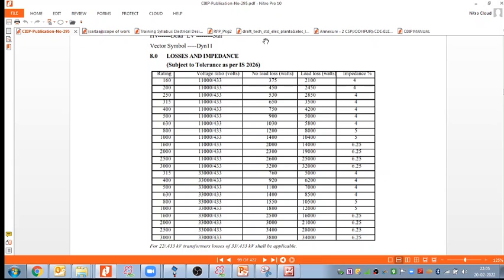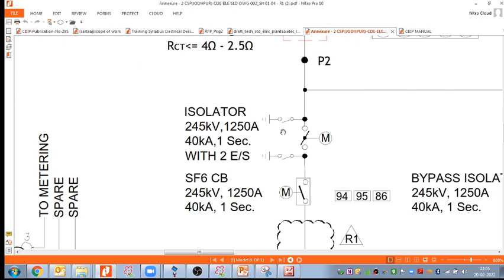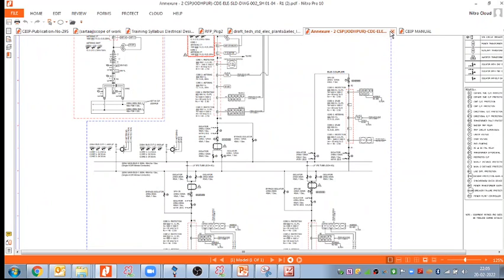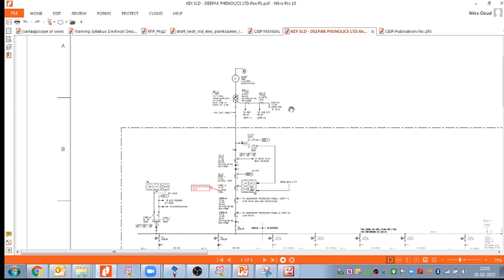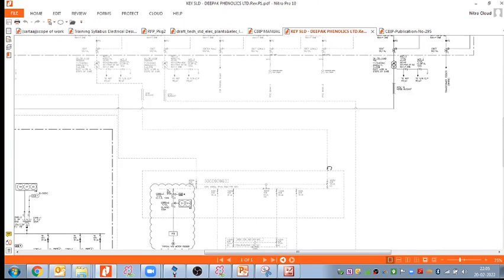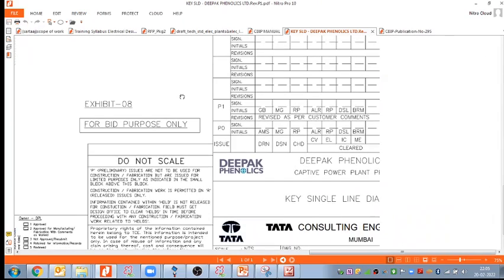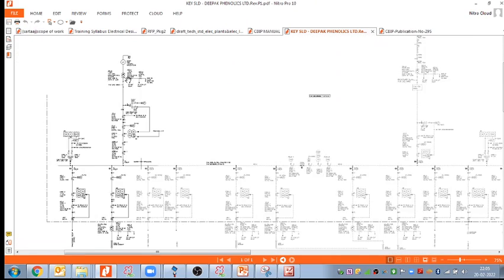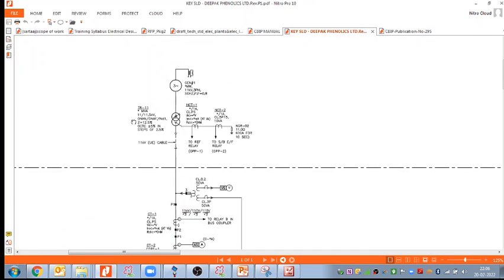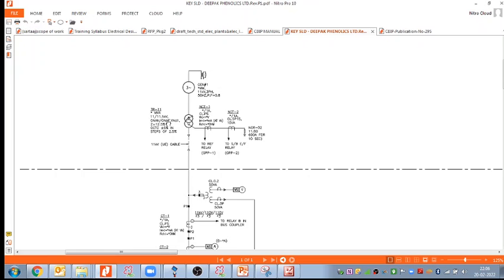So what I did in one of my projects, let me close this. Yeah, this is one generating power plant, a captive power plant. I think this is a 15 megawatt power plant.